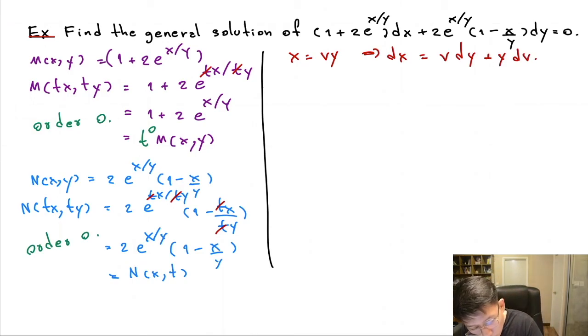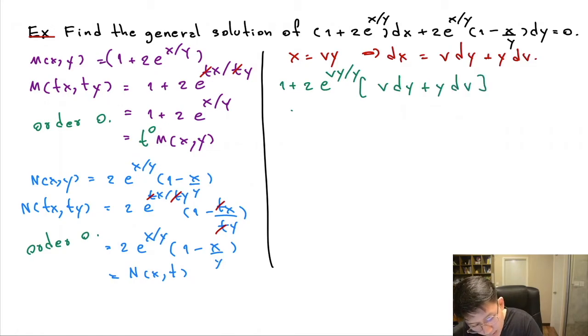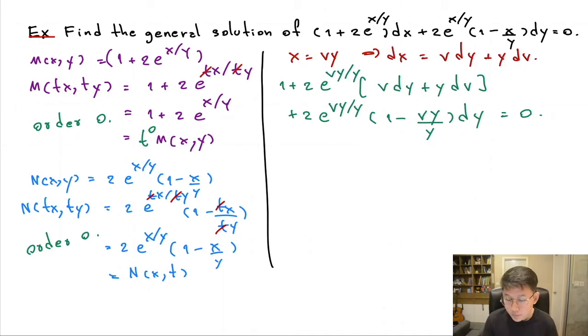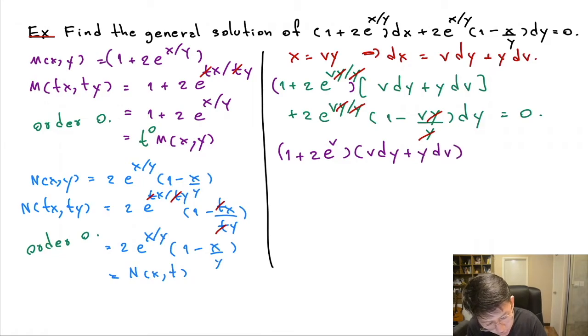So here I get 1 plus 2e to the vy divided by y, dx. Sorry, dx is actually v dy plus y dv, plus 2e to the vy divided by y, times 1 minus vy divided by y, dy equals 0. So the y cancels out. I should have had the parentheses here. So I have 1 plus 2e to the v, times dy plus y dv, plus 2e to the v times 1 minus v, dy equals 0.